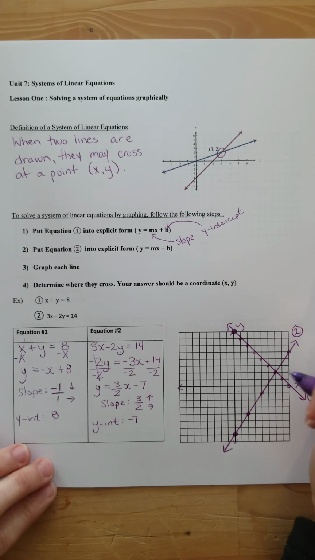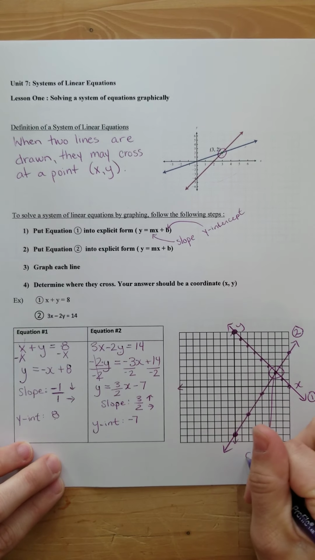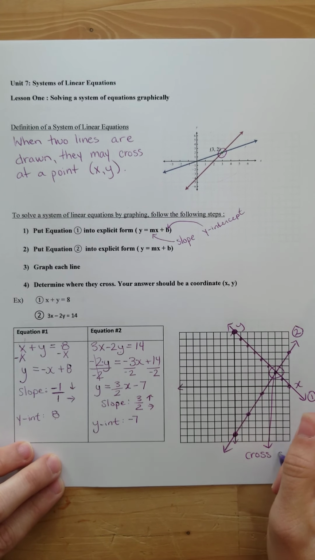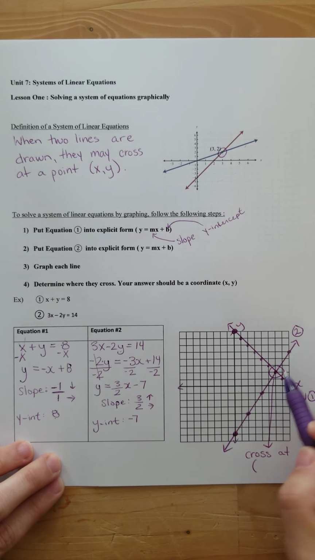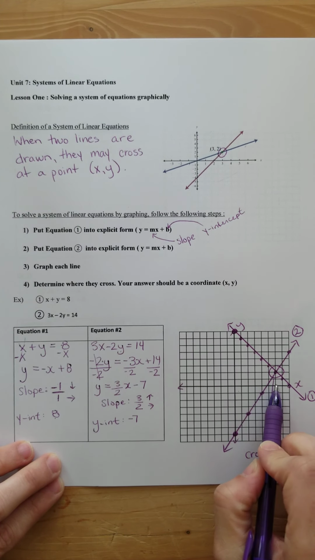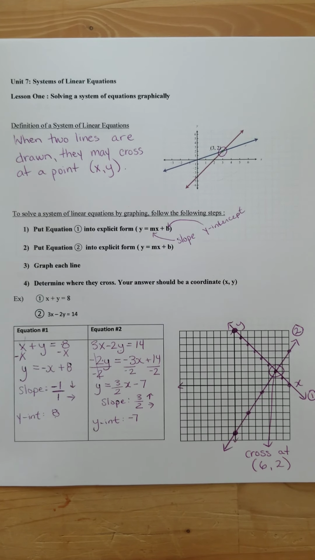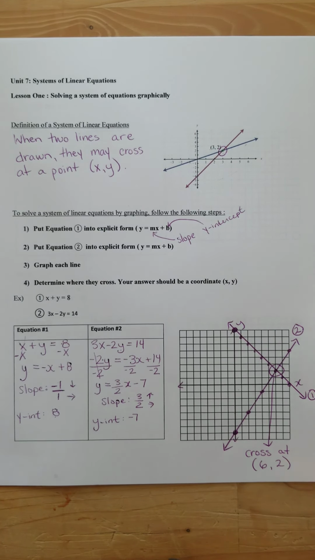And then we can see that they clearly cross at that point right there. So that is my solution. They cross at the point. Okay, so for my x value, we're 1, 2, 3, 4, 5, 6 over, and then 2 up. We are 6 over, and then 2 up. And that is the final answer. We're all done.